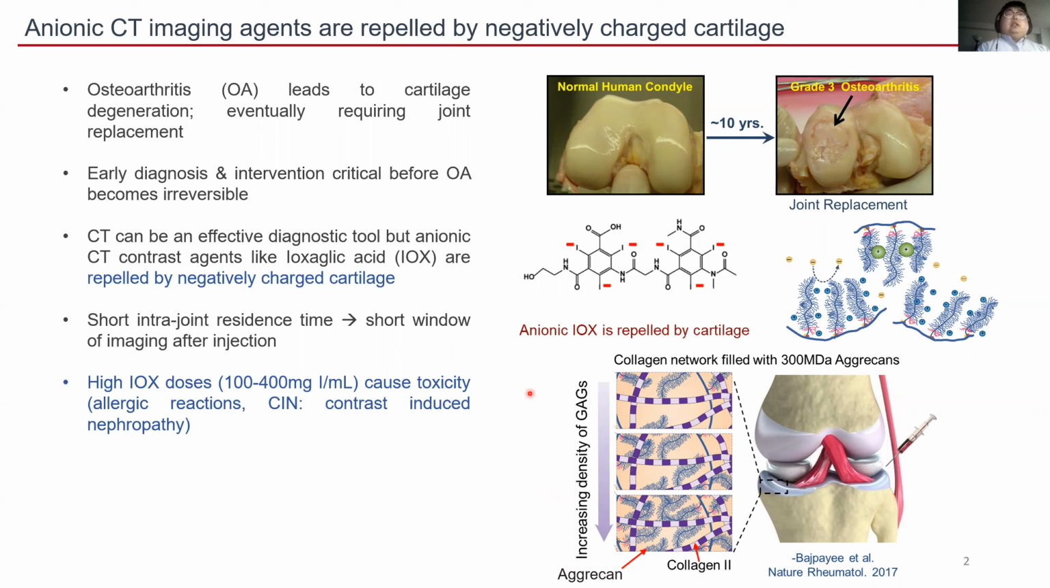Therefore, the window of imaging after injection is short, and high doses in the range of 100 to 400 milligram iodine per milliliter are required, which cause significant toxicity. As such, cartilage CT imaging is clinically infeasible.